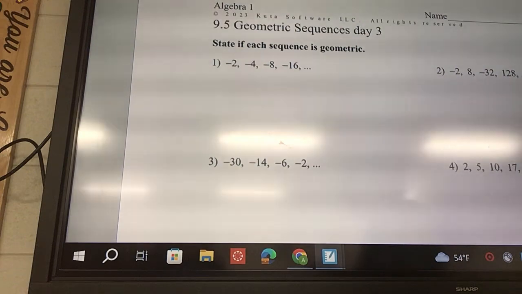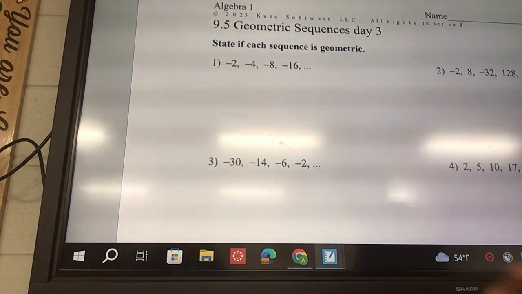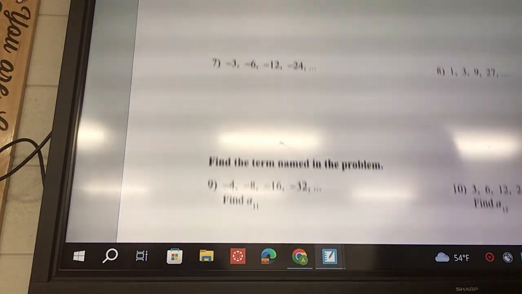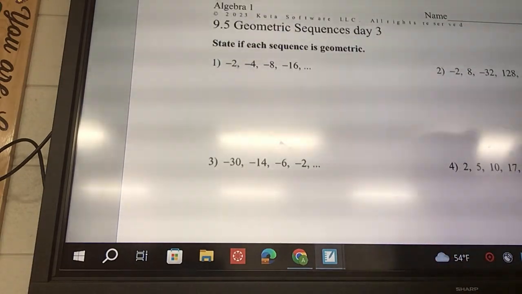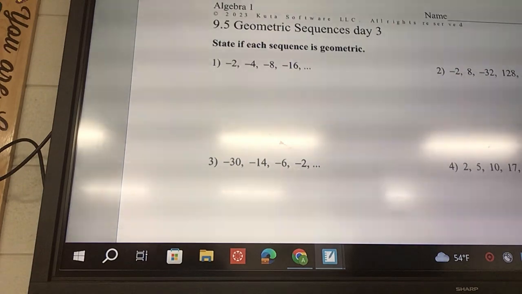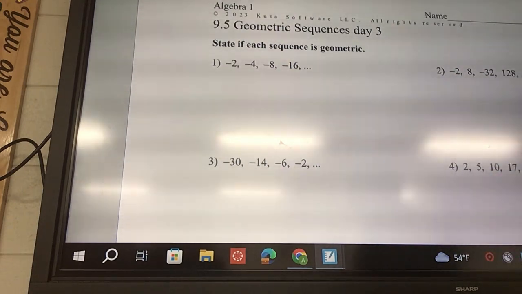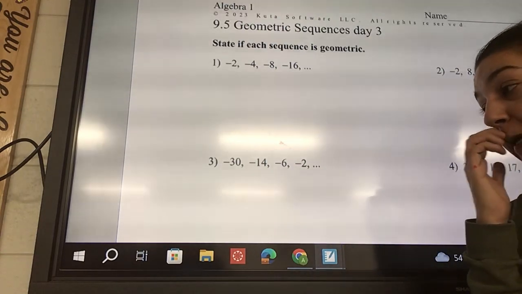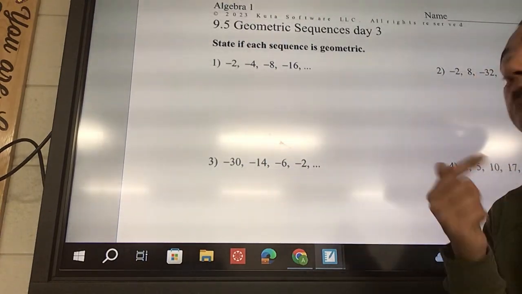So the first 1, 2, 3, 4, 5, 6, 7, 8 are review. Okay, so the first 8 are review. So state if each sequence is geometric. In order to be geometric, you need to be timesing by the same thing every single time.